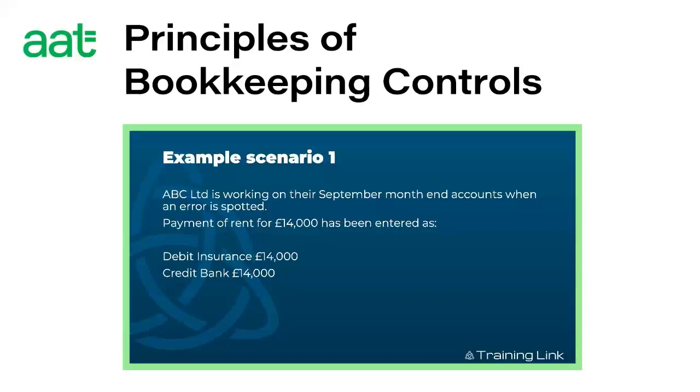Check if that is correct. In this example, it is correct because the payment would have come out of the bank account and it is for the correct amount of £14,000. So the bank entry is correct, but the insurance entry is incorrect because rather than it going to insurance, it should have gone to the rent account. Now we've identified what has happened and what should have happened, we need to have a look at the double entry to correct that error.